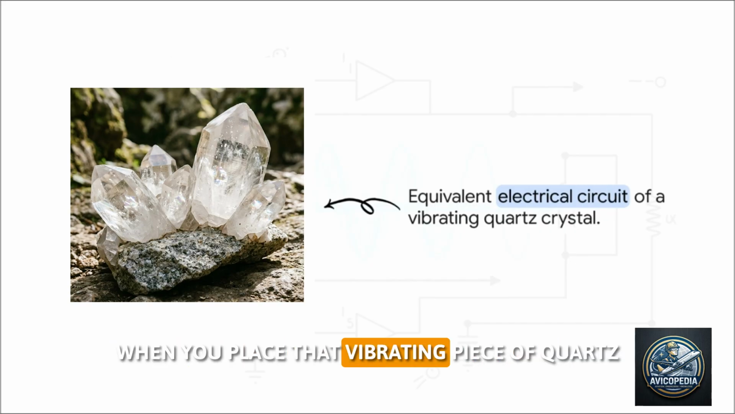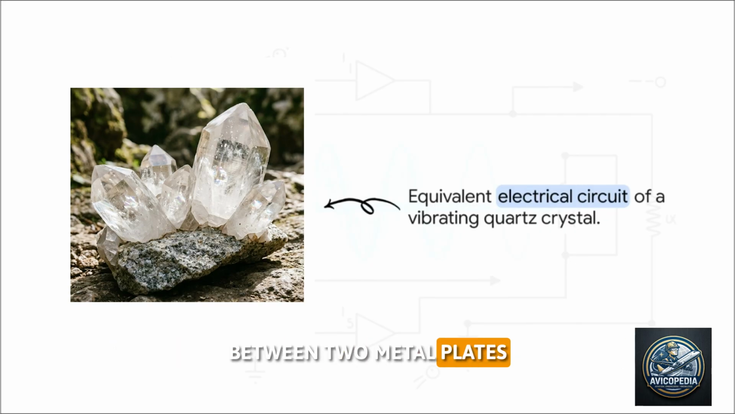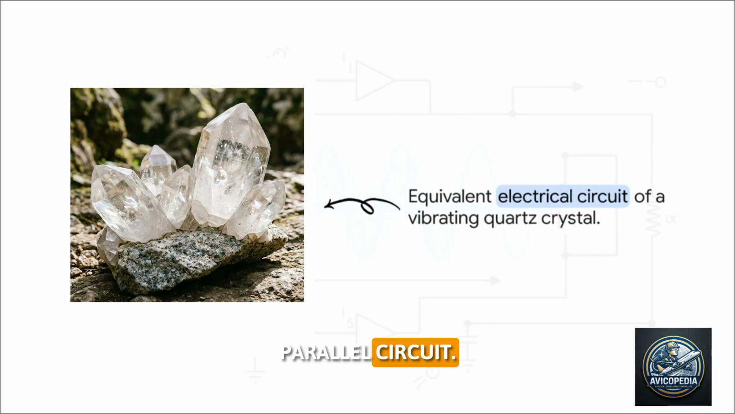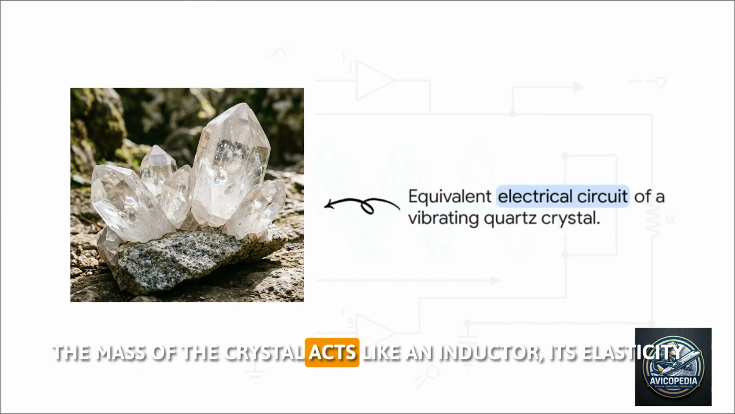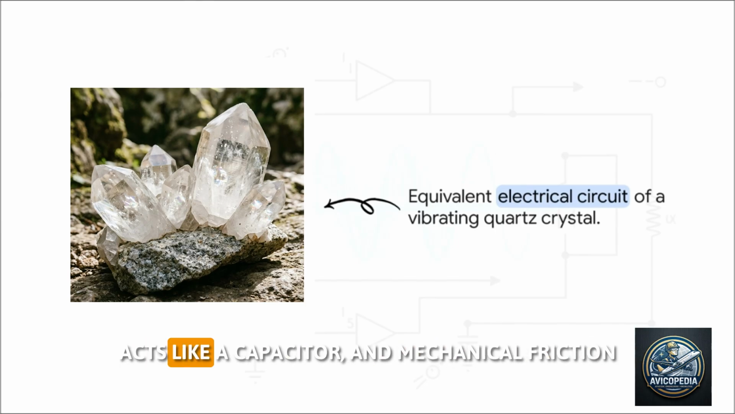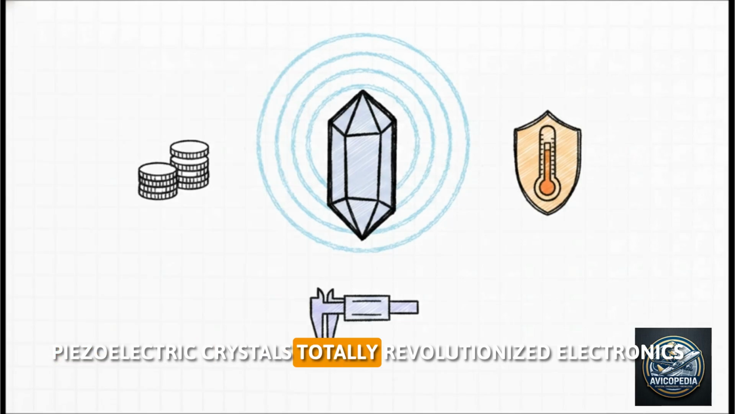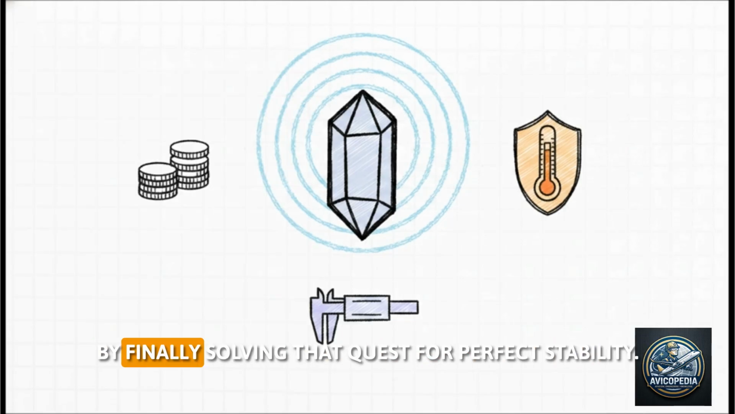When you place that vibrating piece of quartz between two metal plates, electrically, it completely stops acting like a rock and starts acting exactly like a highly precise LC series parallel circuit. The mass of the crystal acts like an inductor, its elasticity acts like a capacitor, and mechanical friction acts as a tiny resistor. Piezoelectric crystals totally revolutionized electronics by finally solving that quest for perfect stability.